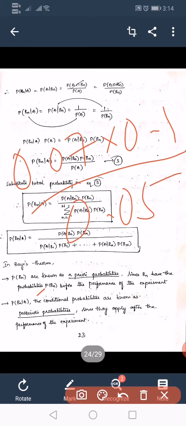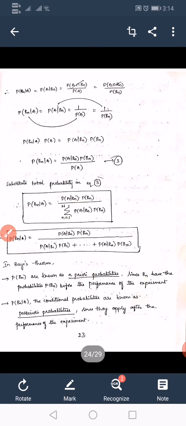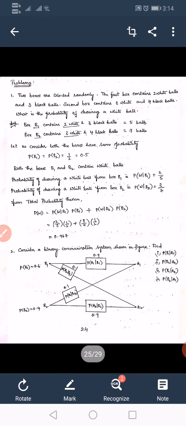What is the value? 0.14. That means 14% of the people who have liver disease are alcoholic addicts. Okay, so this is one of the examples related to the Bayes theorem. Right, next, let us do some problems on conditional probability and Bayes theorem.